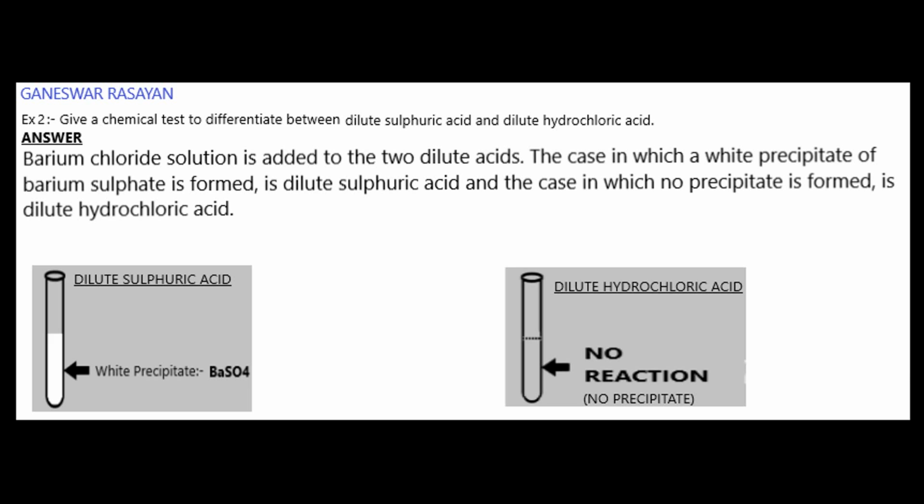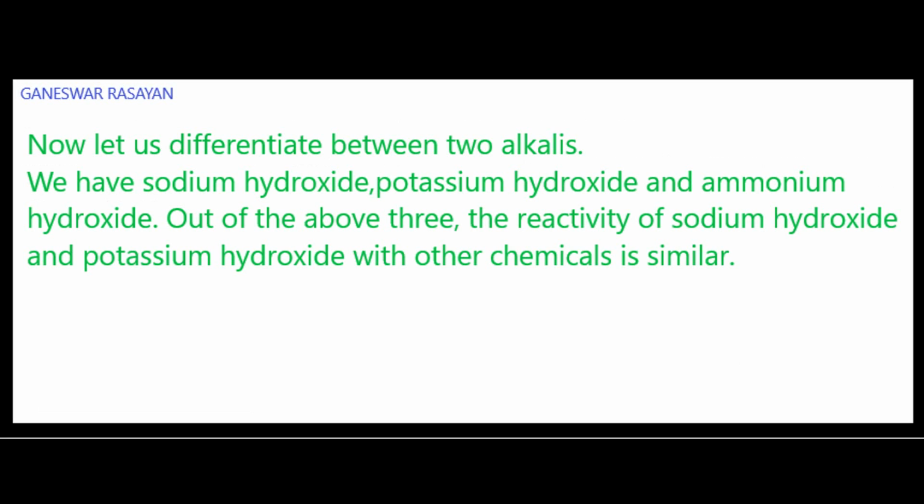Answer is: barium chloride solution is added to the two dilute acids. The case in which a white precipitate of barium sulfate is formed is dilute sulfuric acid, and the case in which no precipitate is formed is dilute hydrochloric acid. Now let us differentiate between two alkalis. We have sodium hydroxide, potassium hydroxide, and ammonium hydroxide.